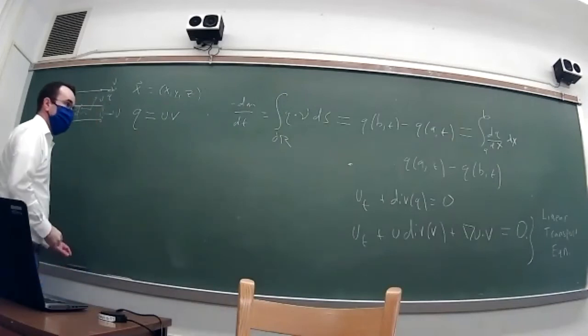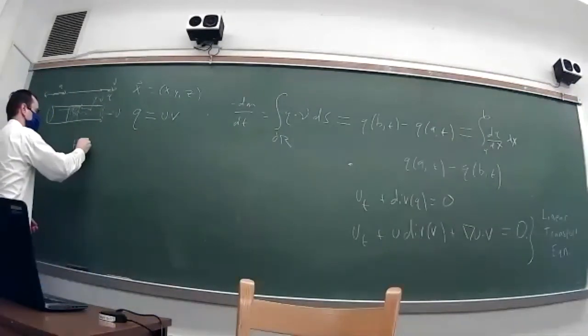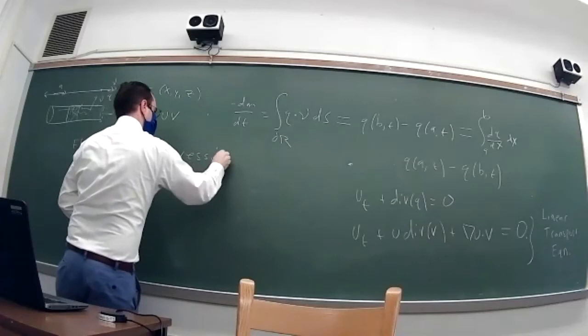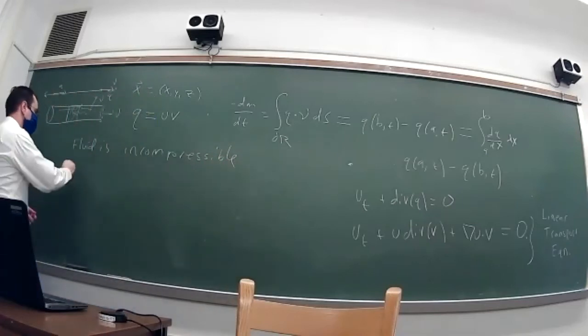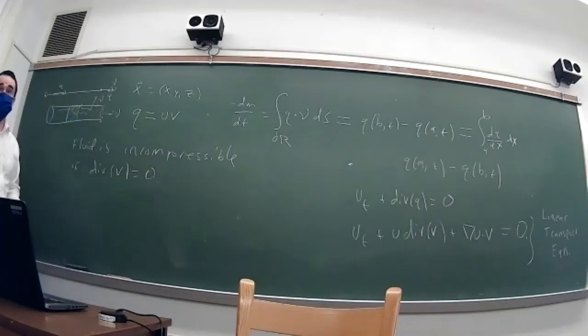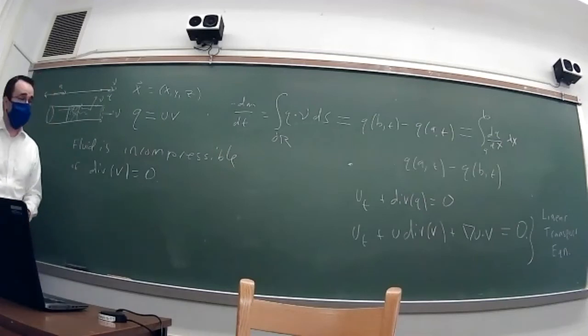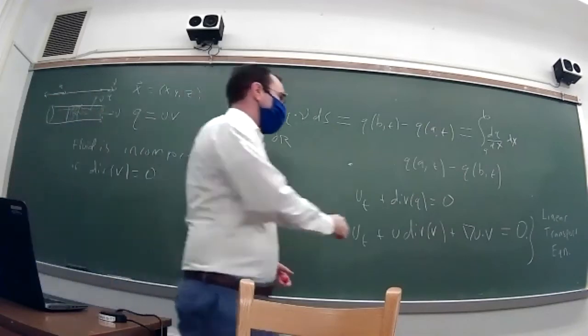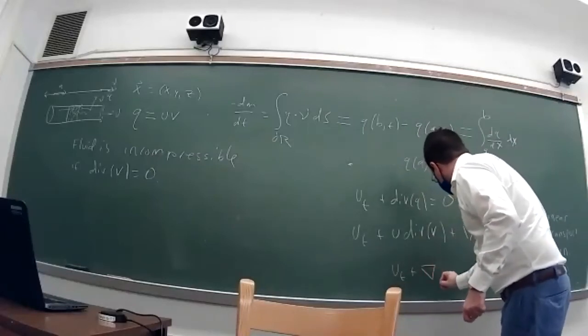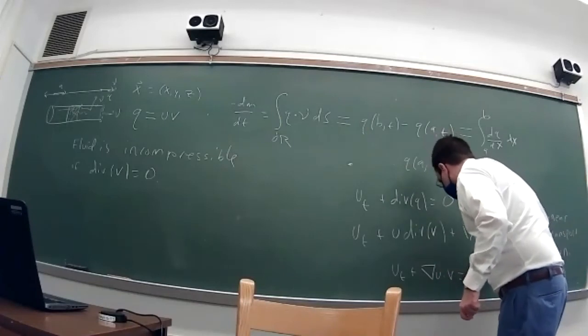So I'll give you this physics definition, which says that a fluid is incompressible if the divergence of velocity is equal to 0, and in this case, I'm specifically talking about our linear transport model. So a fluid subject to this model is incompressible. The divergence of the velocity field is 0, and in that case, this equation reduces to u sub t plus gradient of u dot v equals 0.